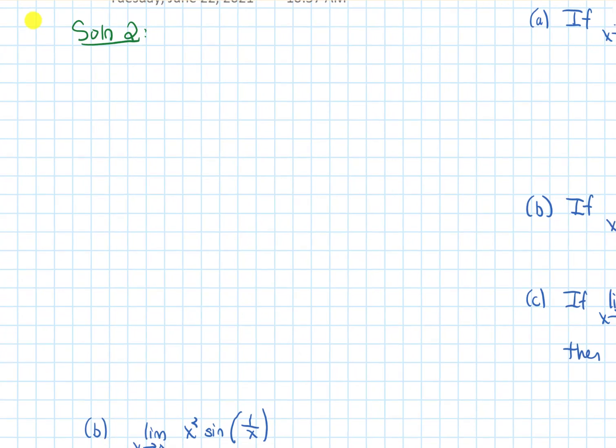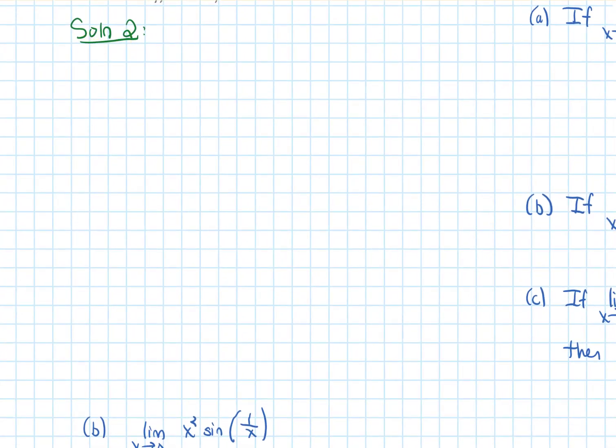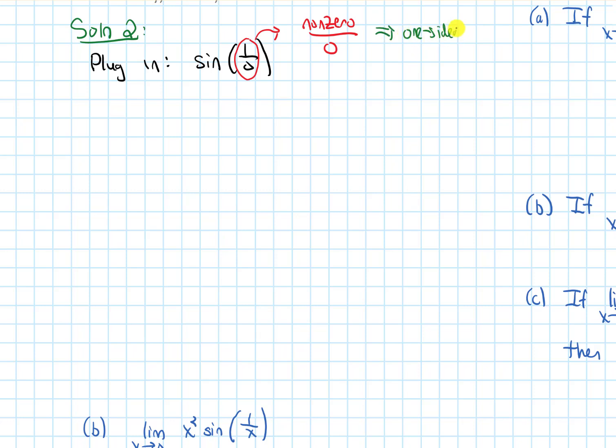Let's also talk about another solution to this. What if I didn't remember the graph and I wanted to be able to reason it out? Well, the first thing I might do is plug in. And if I plug in, I get sine of 1 over 0. Seeing that 1 over 0 has the form of a non-zero number on the top and 0 on the bottom, it reminds me of our strategy of doing one-sided limits. Okay, so let's do the limit from the right first. The limit from the left will be very similar.